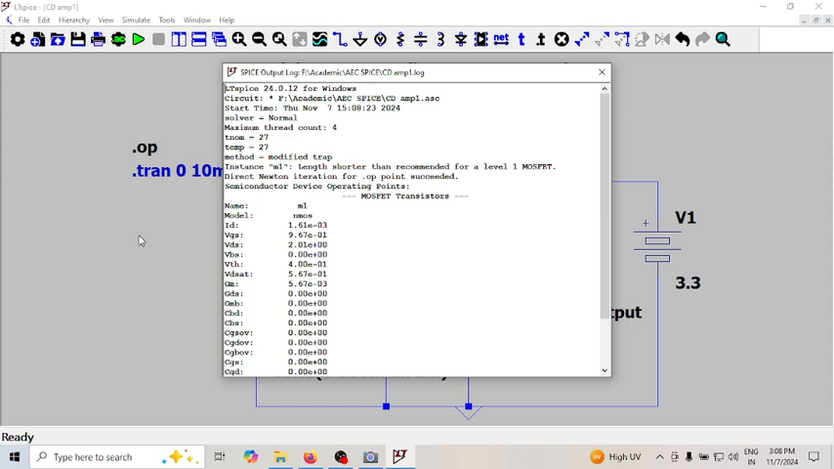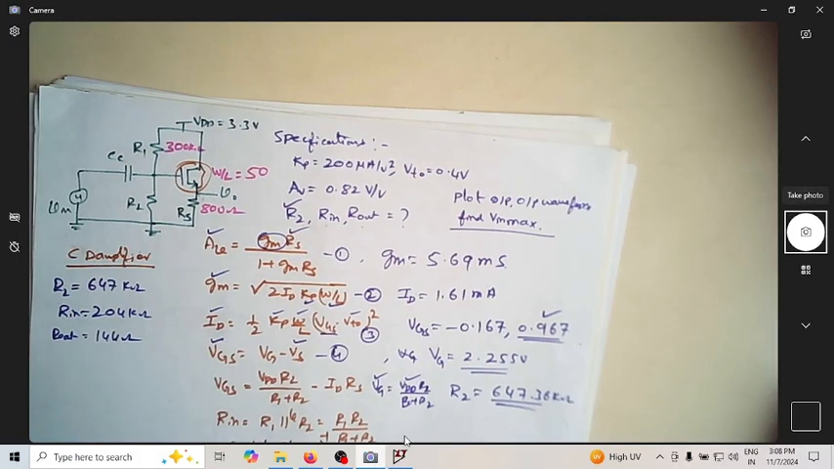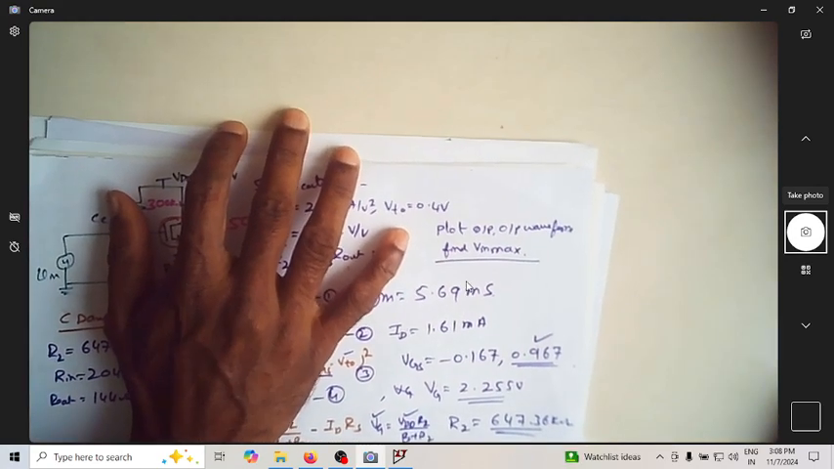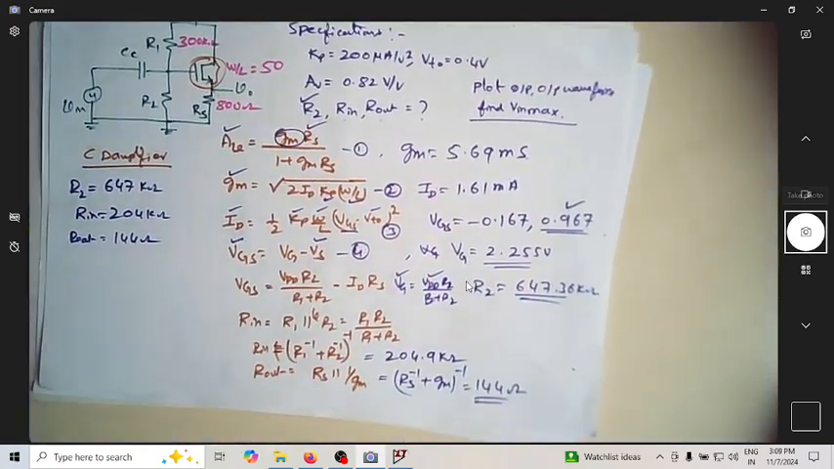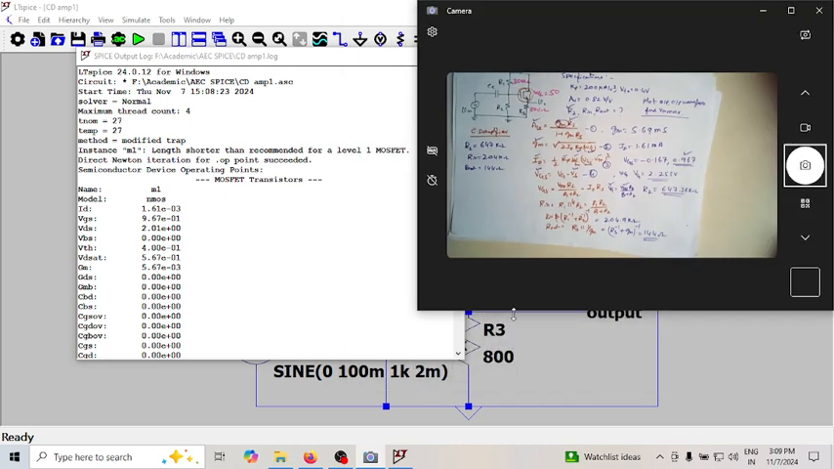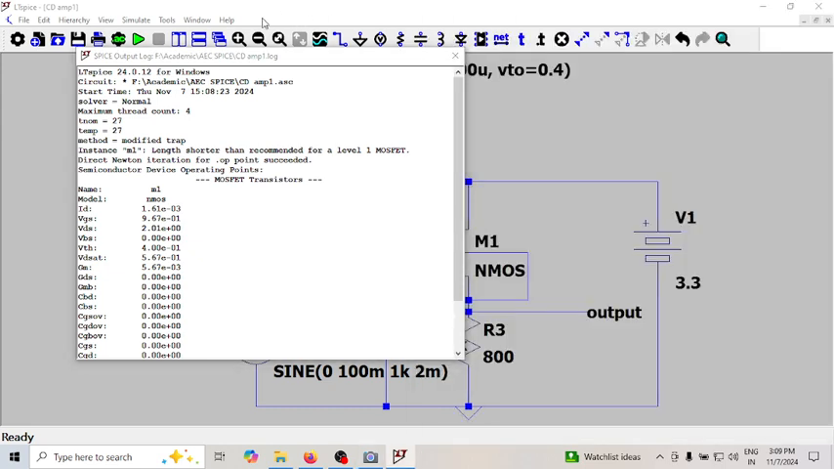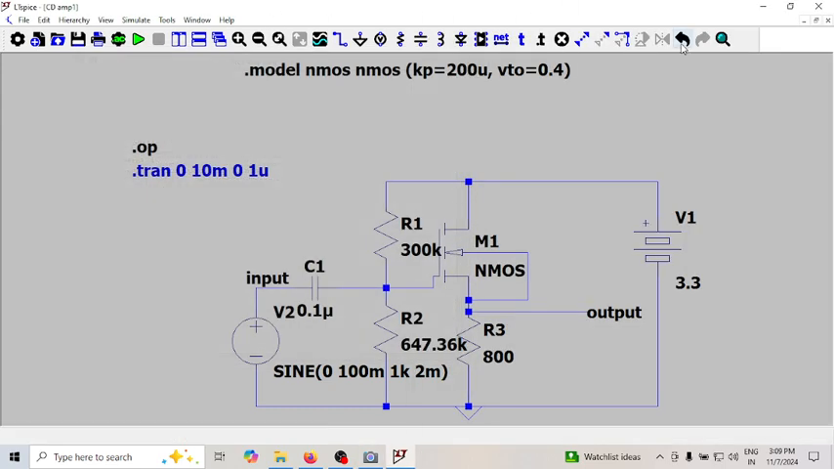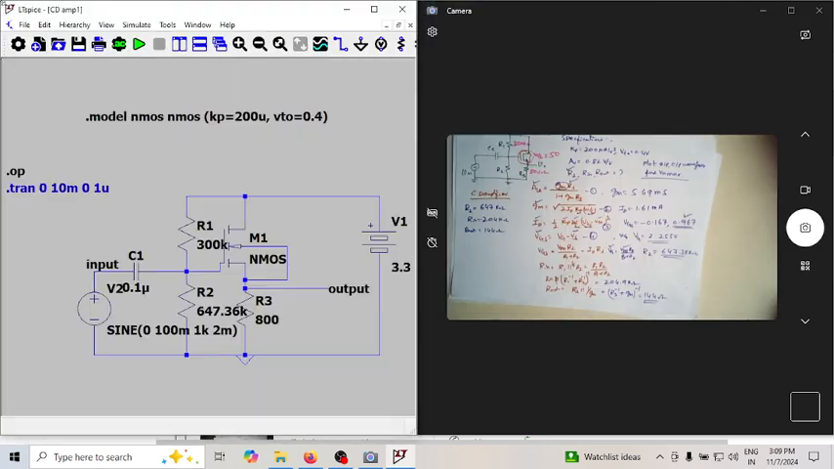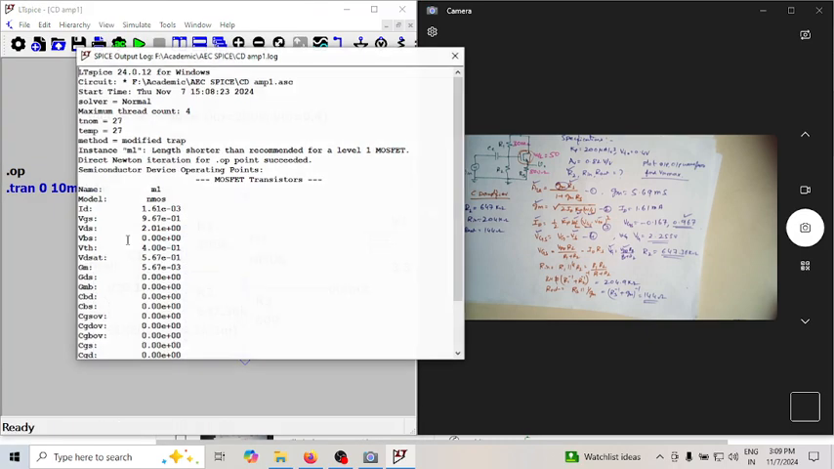Let me just show you what are the things that we have obtained in our calculation and what are the things that we have over here. Let me show you all these values we obtained and compare them with the simulation values. Let me close this and make it half screen, and let me see now.